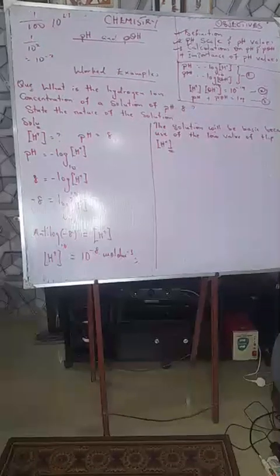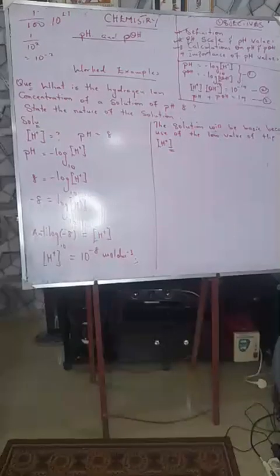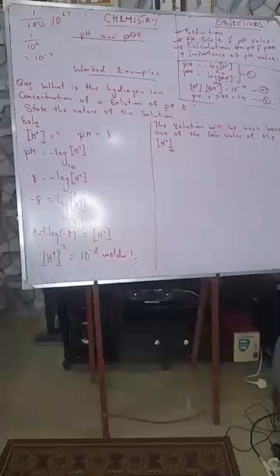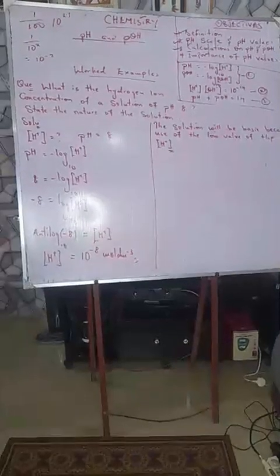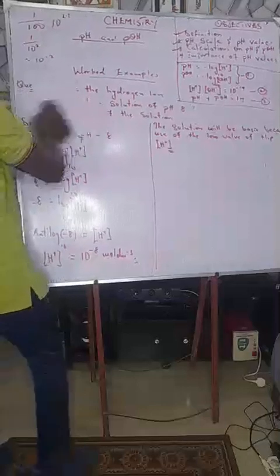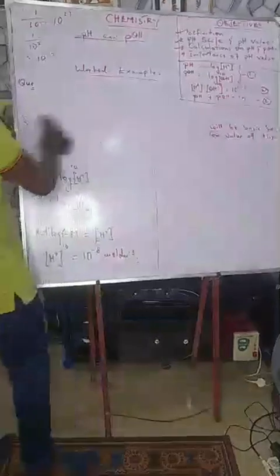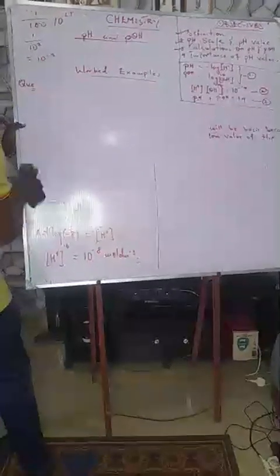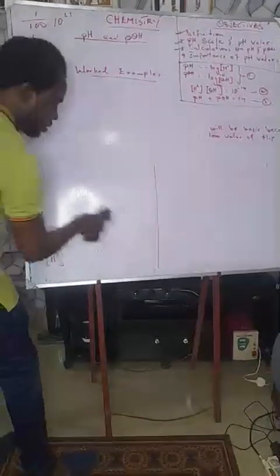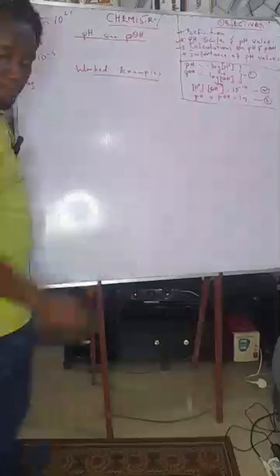And the question is: calculate the hydroxide concentration of a solution having a pH. We want to calculate the pOH now. I think I've spent almost 1 hour 30 minutes, right? Remaining 10 minutes.